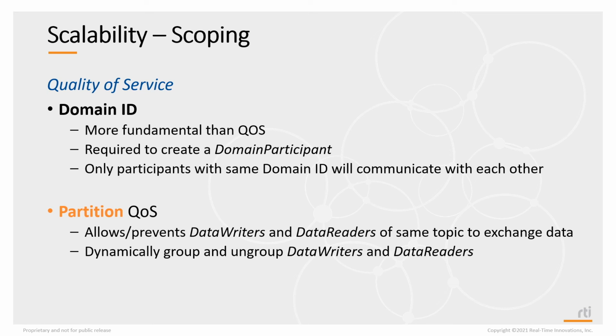The partition QoS allows you to control communications within a domain. So even if two participants are in the same domain, you may or may not want their data writers and data readers to connect. And of course, these are data writers and data readers that would connect because they're on the same topic. But then you want to dynamically group and ungroup those data writers and data readers. And you can do that using the partition QoS.